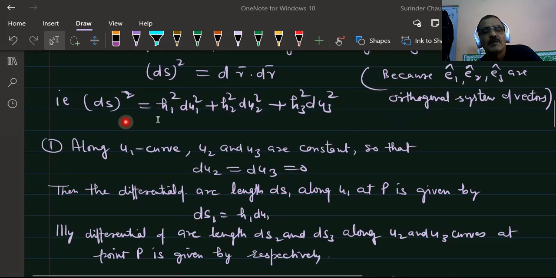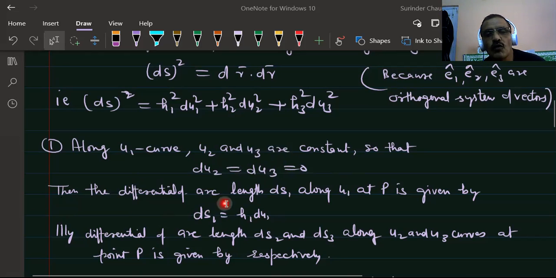Now let's find the differential of arc length along the u1 curve. Along the u1 curve, u2 and u3 are constants, which means the u1 curve is the intersection of the surfaces u2 equal to c2 and u3 equal to c3. So du2 is equal to 0 and du3 is equal to 0, because they are constants.